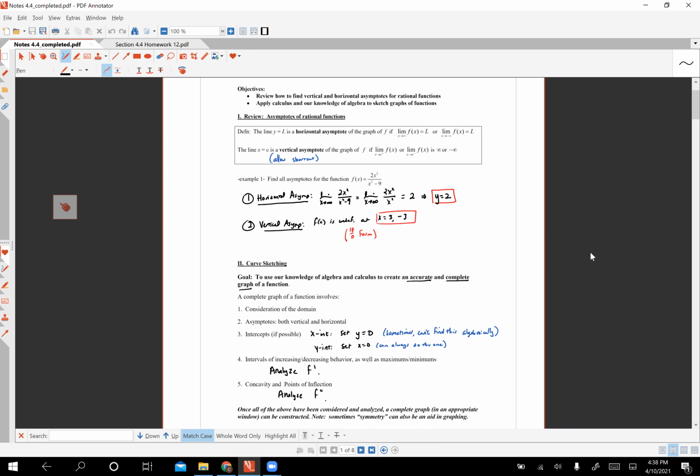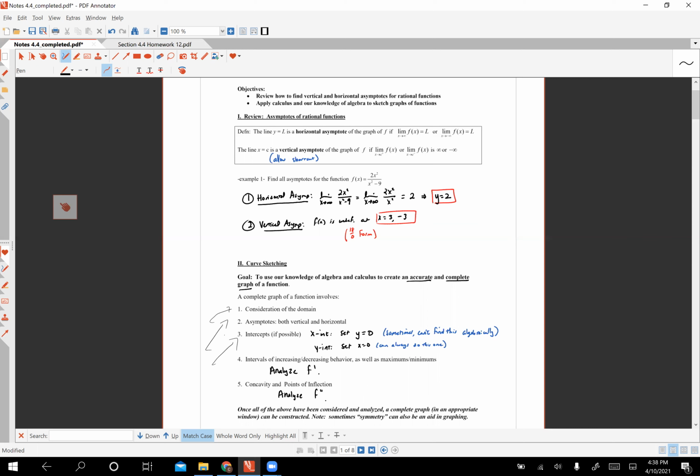first of all, definitely the asymptotes. When you create a graph, you have to know what the asymptotes are. We want to know the domain. So definitely the domain. If it's a square root function, or a place where the denominator is zero, that's not in the domain. Then we have to take into account the asymptotes, both vertical and horizontal. Knowing the intercepts can help.